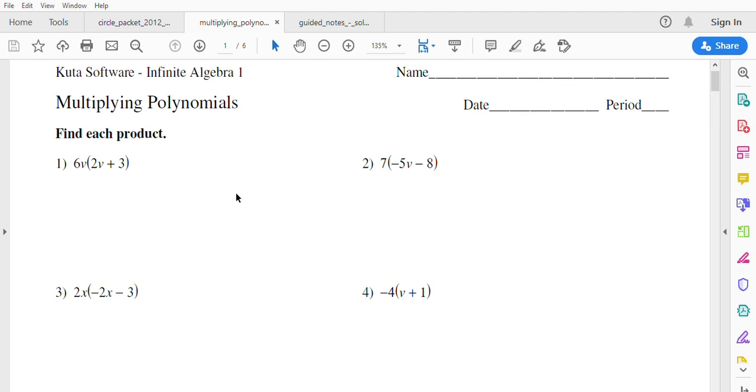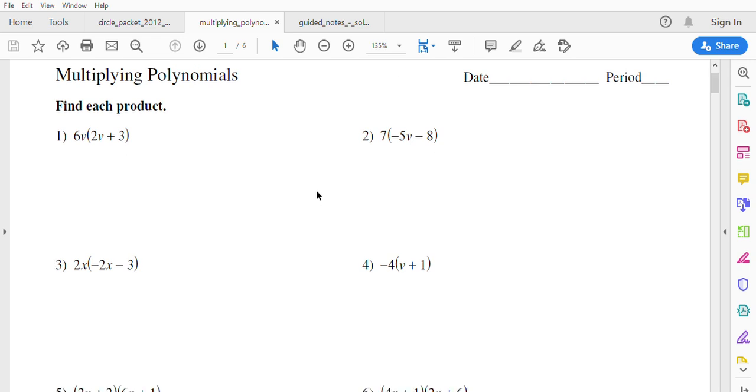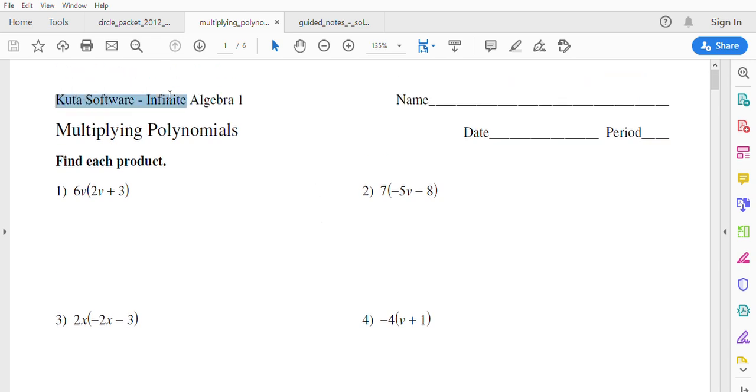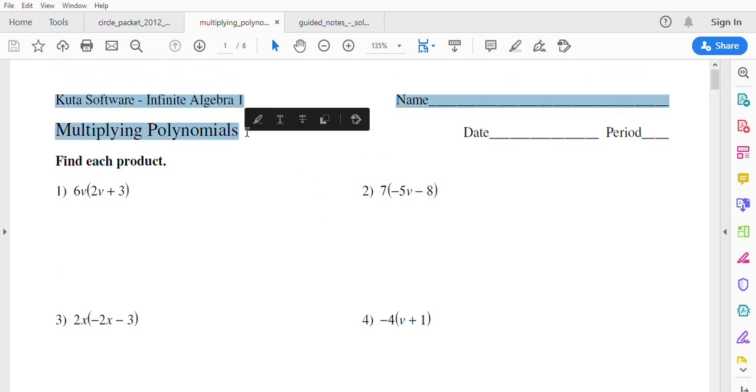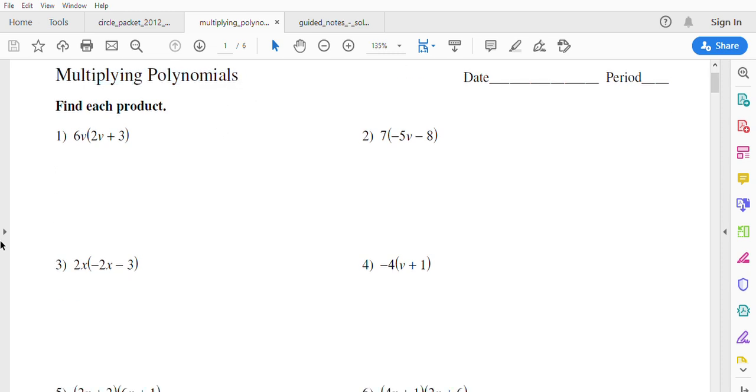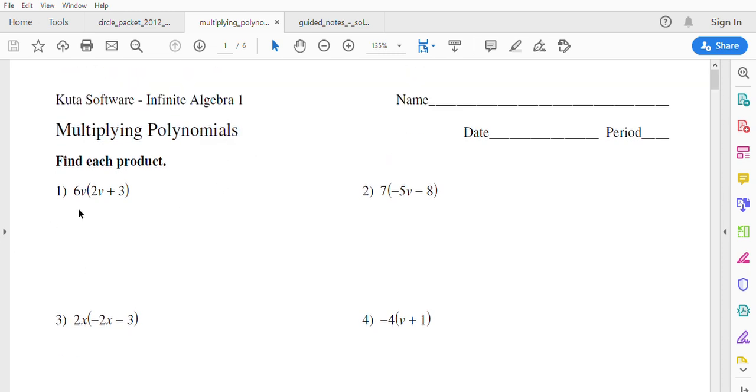I'm going to be going over some things on how to multiply polynomials. This is an expansion on what we were talking about yesterday with the distributive property. So we're still going to be distributing. You can find the sheet either by going to Kuta Software and looking up multiplying polynomials, or it's linked on the class page.